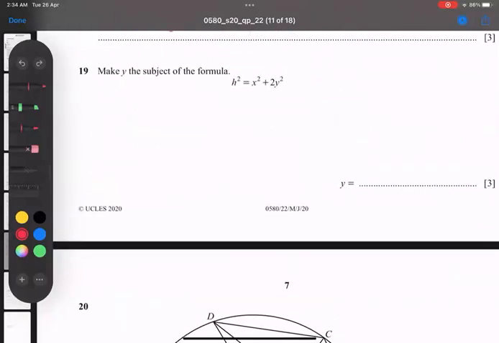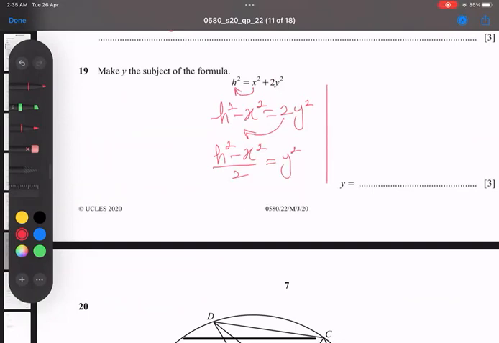How to make the subject interesting? We have y as the subject. You know why it is important here? Why 3 marks? There is some logic behind. First, x square goes there: x square minus x square equals 2y to power 2. Then 2 is multiplying, so divide by 2: x square minus x square by 2 equals y to power 2. After this, switch the sides. When I switch, the sign never changes. Y square on the left hand side, and this goes on the right hand side.